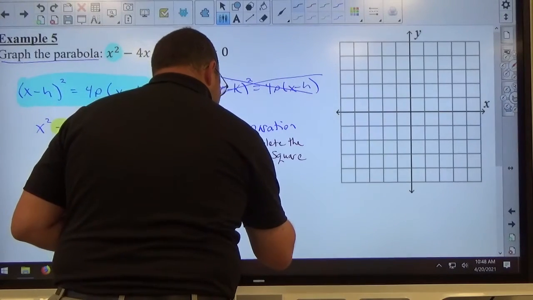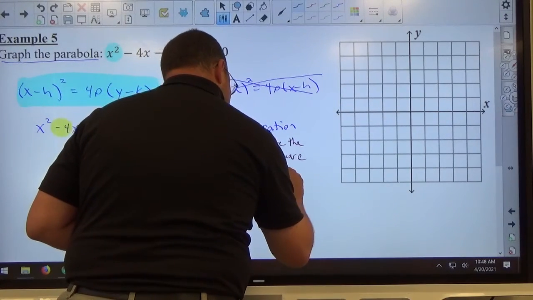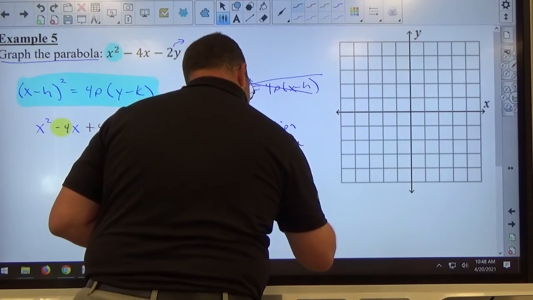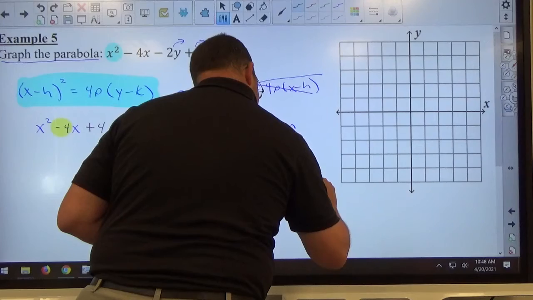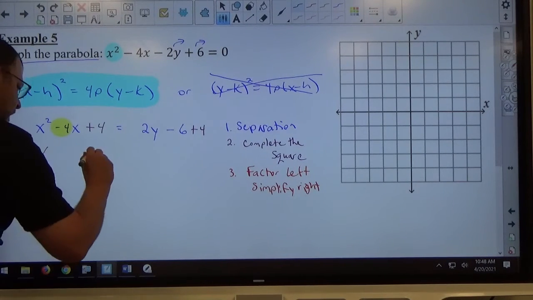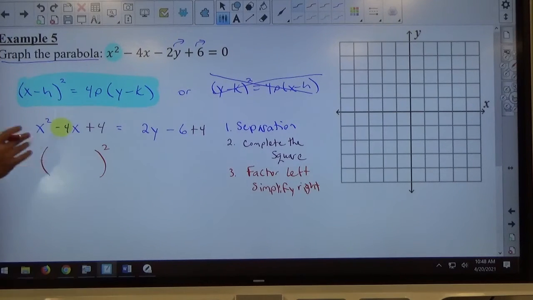Step 3: we're going to factor left, simplify right. This is the step that a lot of you got hung up on in the factoring part, where we went from the completed square structure, this perfect square trinomial, to this binomial squared structure. I'm going to try and make more sense of that. This is what we're trying to create. We're trying to take this trinomial and build it into some binomial squared.